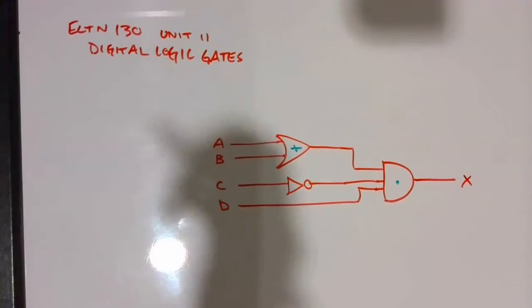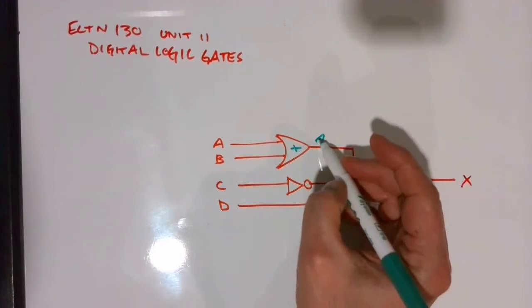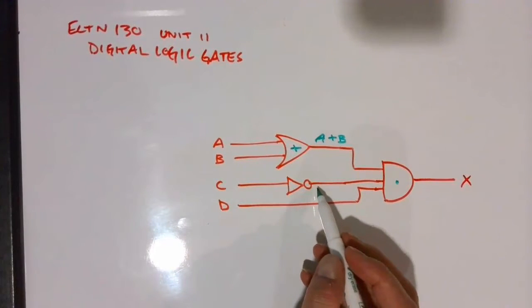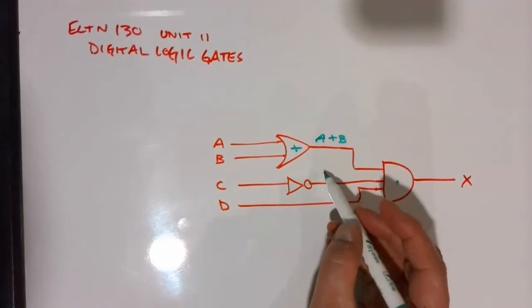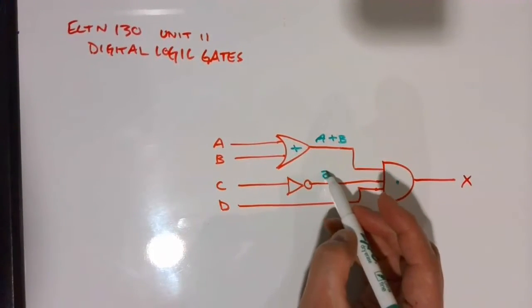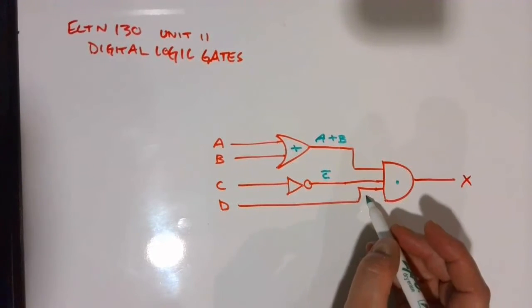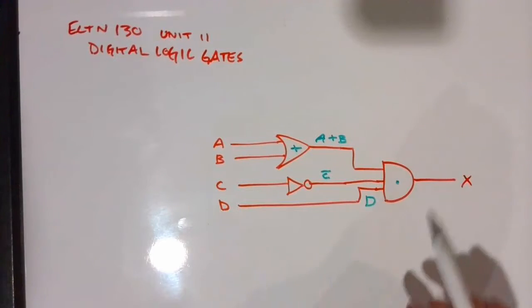So let's do the same thing we did last time. Here, the output of this OR gate is going to be A or B. What's this output going to be here? Well, it's the complement of C, and the way we write that is a C with a bar on the top. And then this input here on the bottom is just D. Now we're going to AND all these terms together.